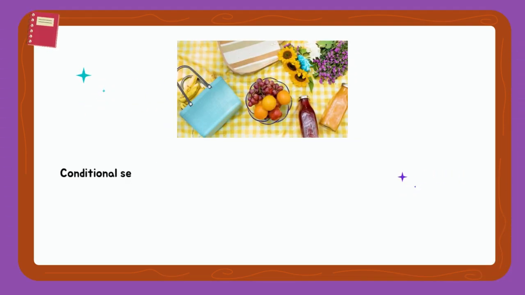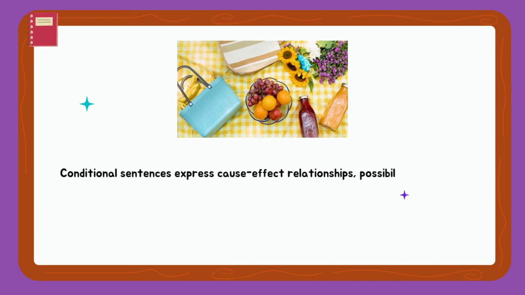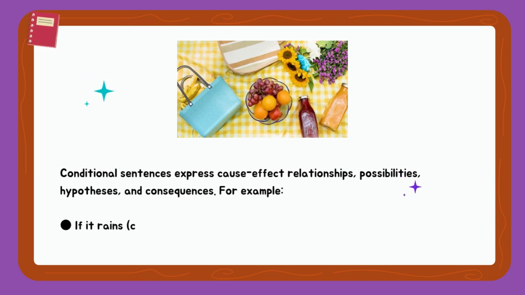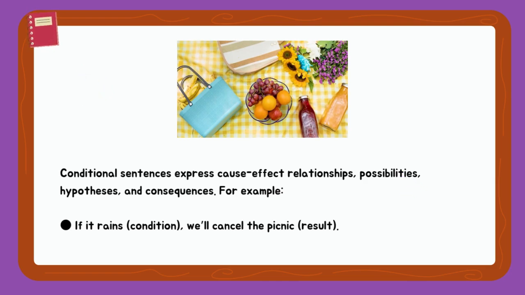So students, you need to remember that conditional sentences express cause-effect relationships, possibilities, hypotheses, and consequences. For example, in the sentence, if it rains, we'll cancel the picnic. Here we have the condition, which is if it rains. It uses if at the start of the sentence, and then the main clause, which is we'll cancel the picnic, as a result of the condition.